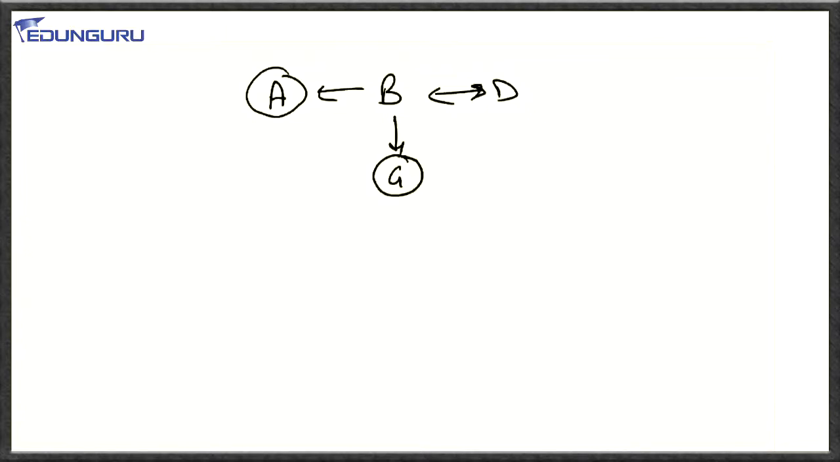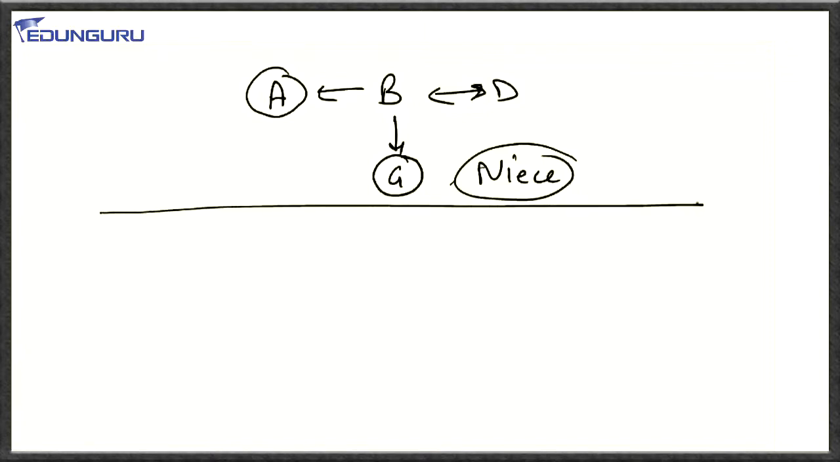How is G related to A? So even if we do not know the gender of B and D, we can identify how G is related to A. So G is niece of A, right? The answer is niece. I hope it is clear. Yes, sir. Good.